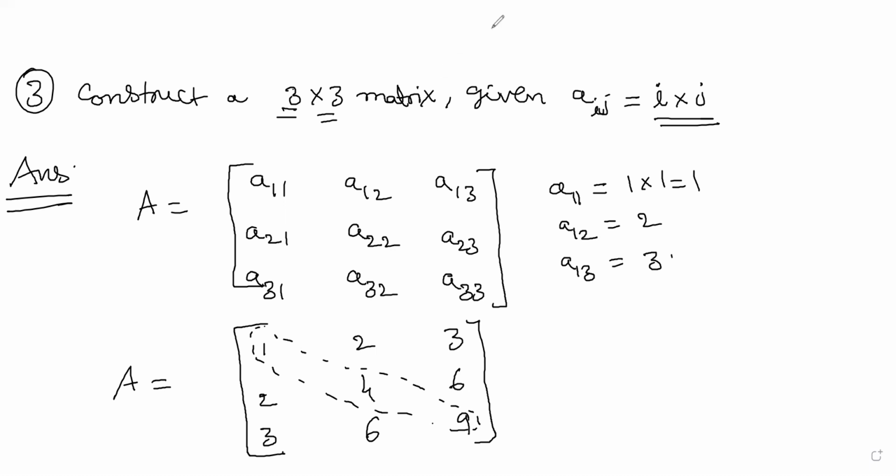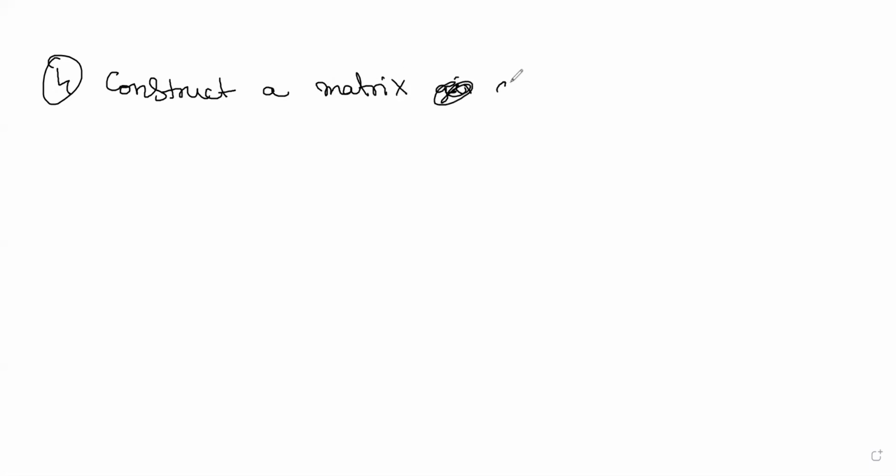One more question. So we'll solve only this kind today. Construct a matrix of order 3 by 1 this time. 3 by 1, remember carefully. Given Aij is equal to i by j. Try it.